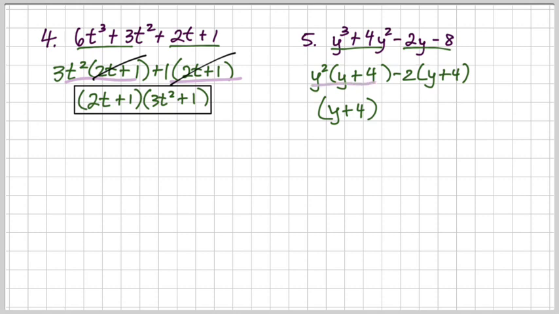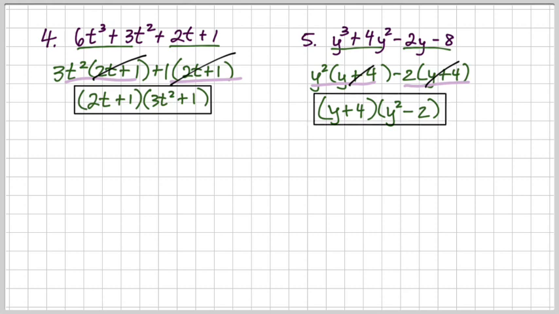And so now we have our common factor of y plus 4. Again, if it helps, you can always do this. This is your 2 terms with the common factor of y plus 4. And if we cross off our 2 factors in the parentheses, what's left over is y squared minus 2. And that's our final answer.